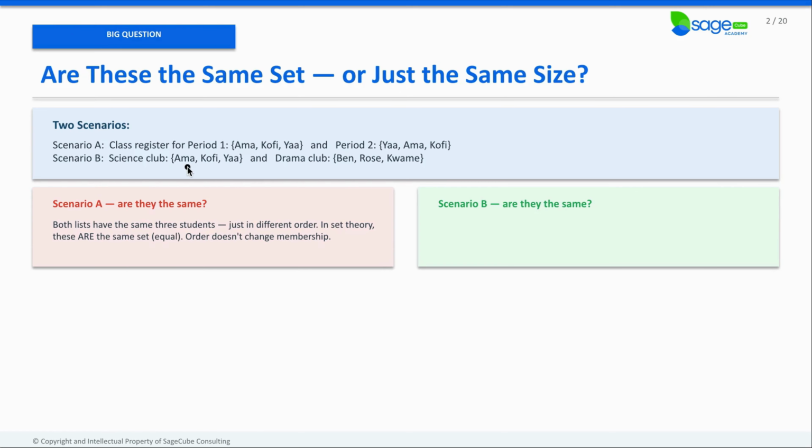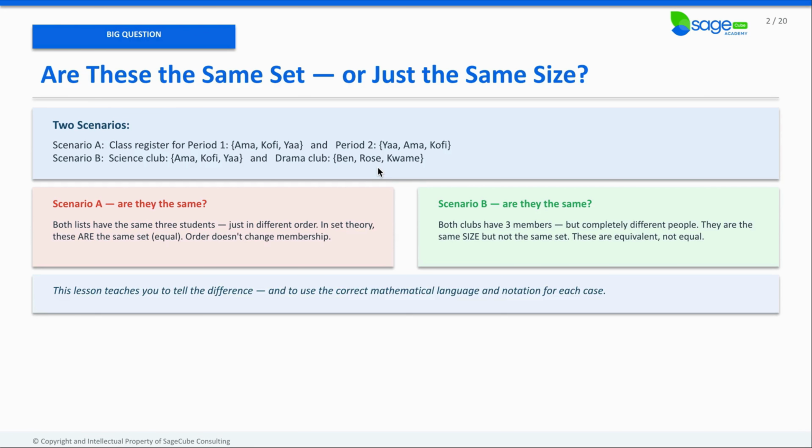Scenario B, are they the same? So in the science club, I see Ama, Kofi, Ya. In the drama club, I see Ben, Rose, Kwame. I don't see Ama, nor Kofi, nor Ya, right? But then I see 3 students here, and I equally see 3 students here. So here we have both clubs having 3 members. Completely different people, but 3 members. So they have the same size, but not the same elements, not the same set. So these are what we refer to as equivalent, not equal, equivalent, all right?